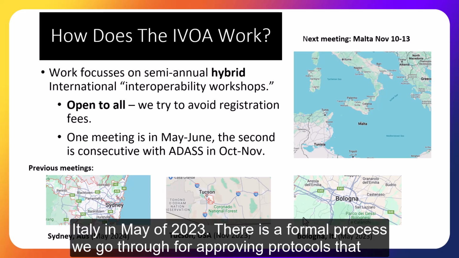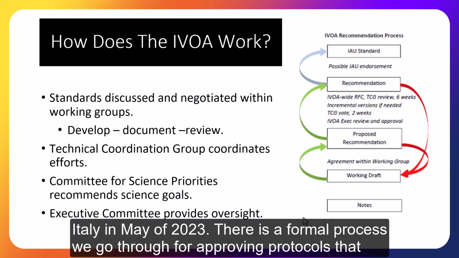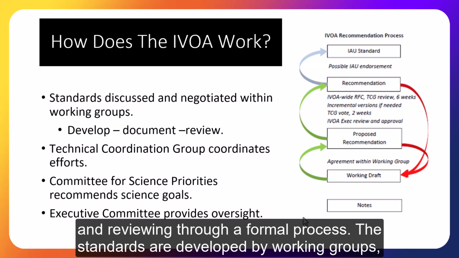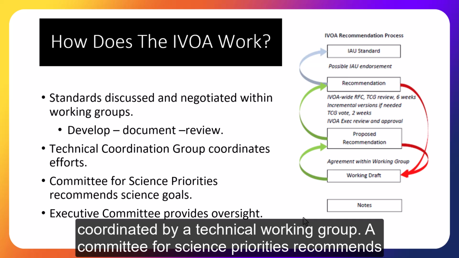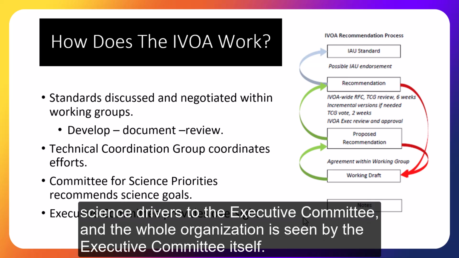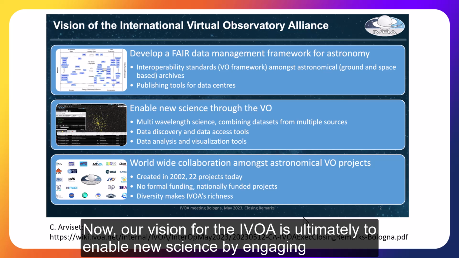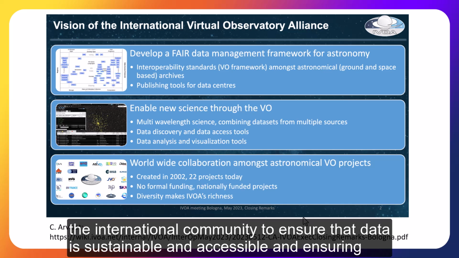There is a formal process we go through for approving protocols that you can see in the chart on the right-hand side. Standards involve developing, documenting, and reviewing through a formal process. The standards are developed by working groups, coordinated by a technical working group. A committee for science priorities recommends science drivers to the executive committee, and the whole organization is overseen by the executive committee itself.